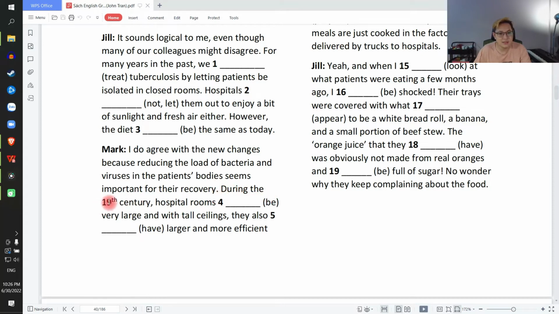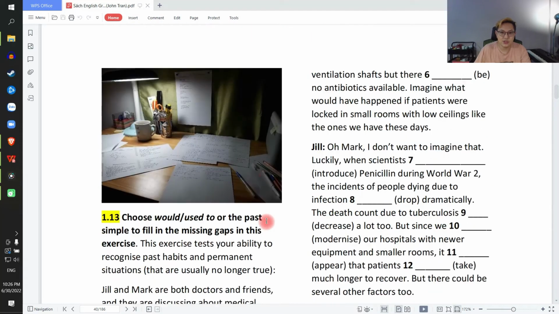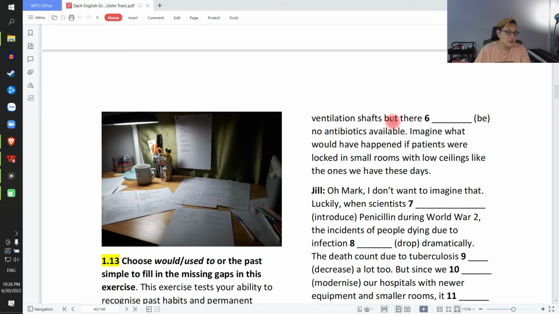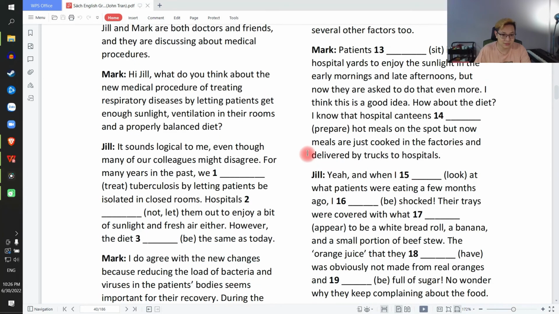During the 19th century, hospital rooms were very large and with tall ceilings. So number 5, they also had larger and more efficient ventilation shafts, but there were no antibiotics available. So 4, 5, and 6 are all permanent situation, long-term situation in the past that are no longer true. Số 4, số 5, số 6 nó đều là những tình huống mà lâu dài trong quá khứ, bây giờ không còn đúng nữa rồi.